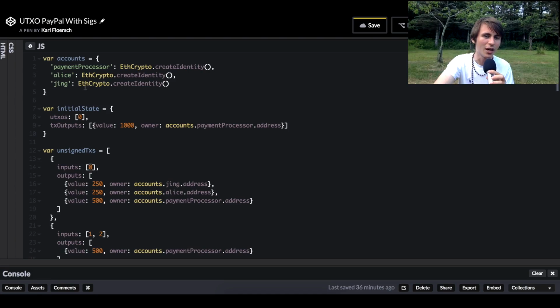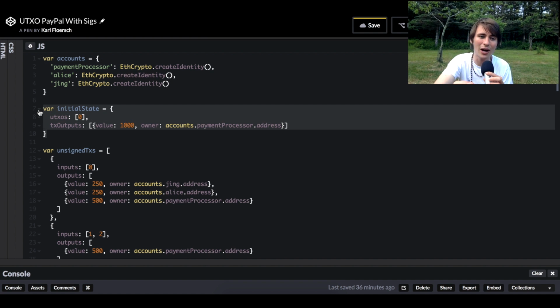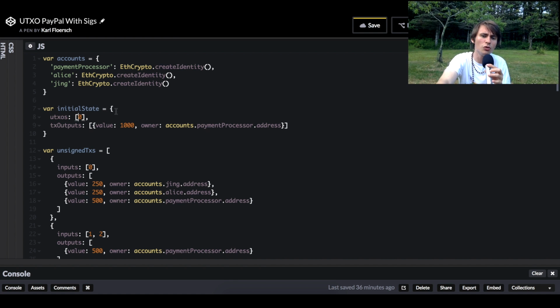This time we're looking at the UTXO implementation of the payment processor. And so let's dive right in. Once again, we've got our accounts. This is our payment processor, Alice, Jing, the normal stuff with our public key, private key, and address. And this time we have our initial state. Our initial state includes an airdrop to the payment processor. So instead of minting any coins, we're just giving them all to the payment processor in the very beginning.